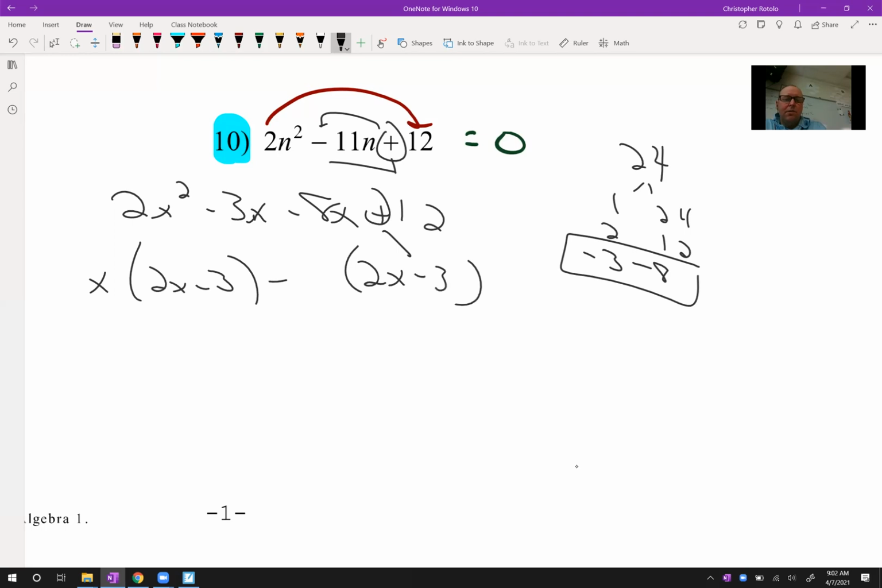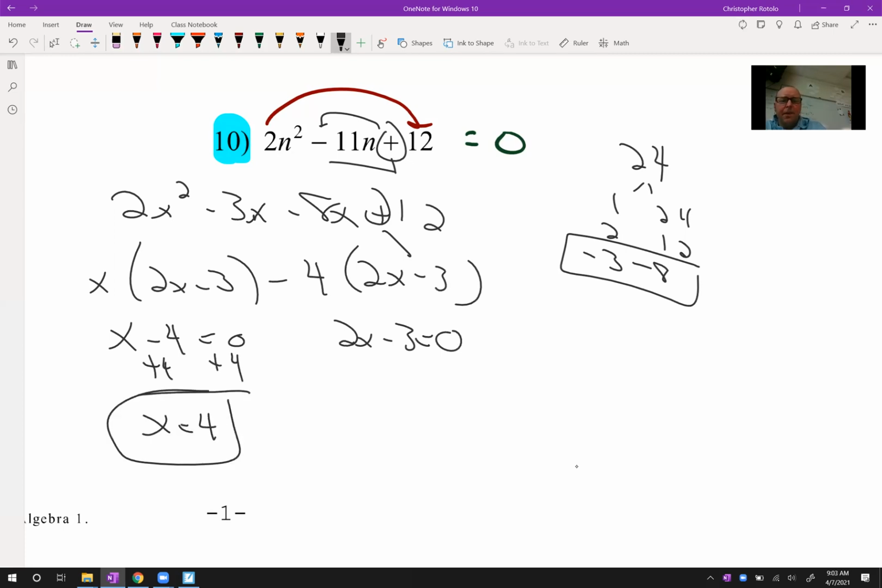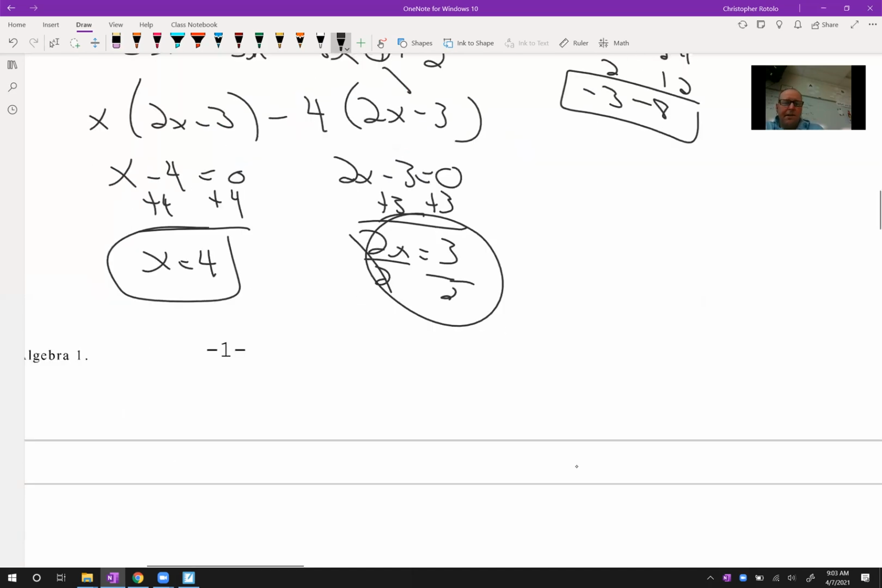8 divided by 2 is 4. 12 divided by 3 is 4. So that works. So x minus 4 equals 0. 2x minus 3 equals 0. Because we want to use that zero product property. Add 4. So x turns out to be 4. We're going to add 3. This one has 2 steps. Now, so 3 over 2 or 1.5, whichever way you want to count that.